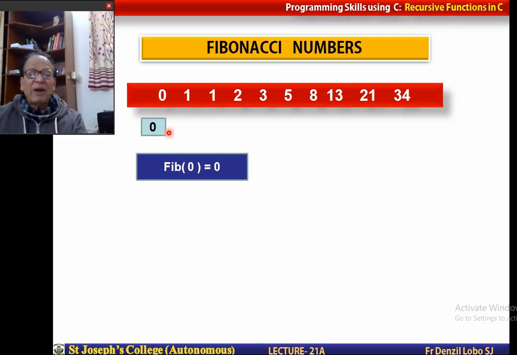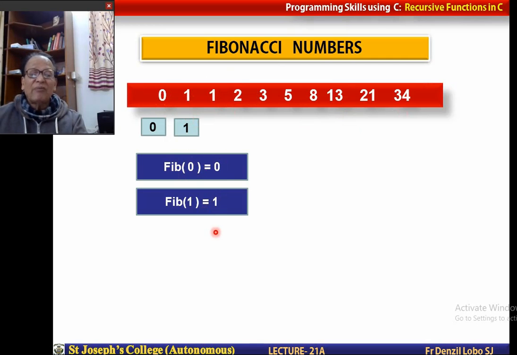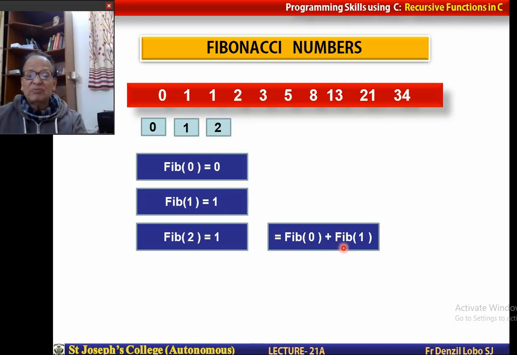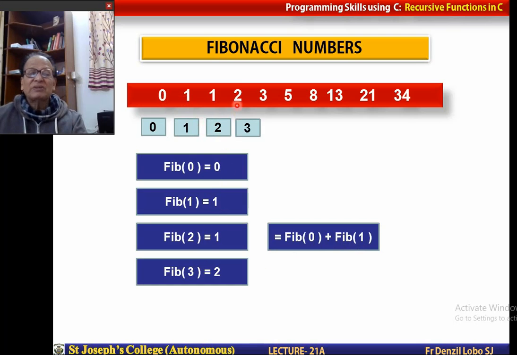So therefore, Fibonacci 0 is equal to 0. This is going to be first our terminating condition. What is Fibonacci 1? Fibonacci 1 is equal to 1. Then what is Fibonacci 2? Fibonacci 2 also is 1 because it is Fibonacci 0 plus Fibonacci 1. What is Fibonacci 3? Fibonacci 3 is equal to Fibonacci 1 plus Fibonacci 2.